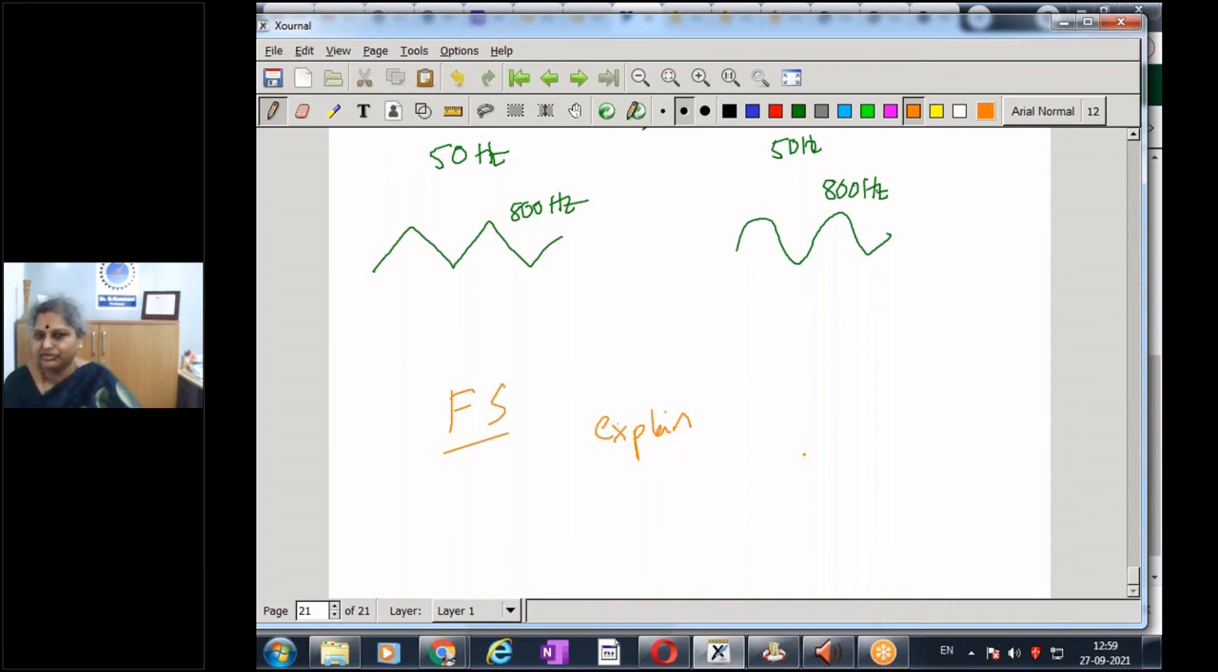Yes. So tomorrow we will see Fourier series and we will see why this has happened. I gave a square wave, it has come out as a sine wave. We will see this tomorrow. So thank you.